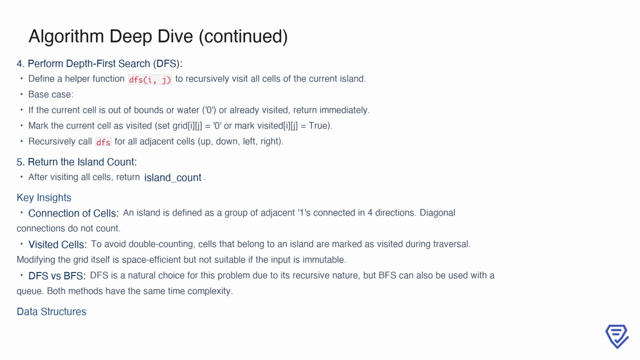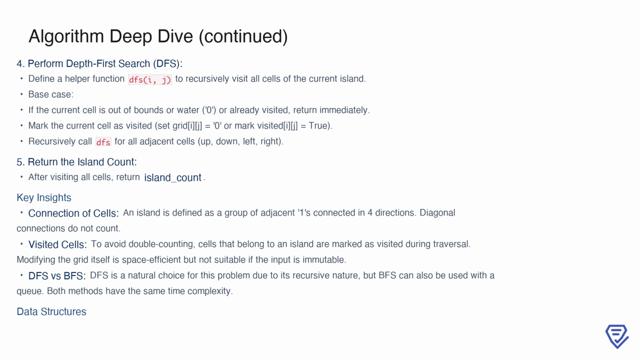Then, we recursively call the DFS function for all adjacent cells, including the ones above, below, to the left, and to the right. Once the DFS traversal is complete for the current island, we return back to the main loop and continue scanning the grid. At the end of the traversal, the island_count variable will hold the total number of distinct islands, which we return as the final result. There are a few key insights to keep in mind for this approach.